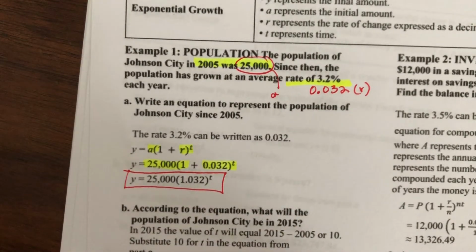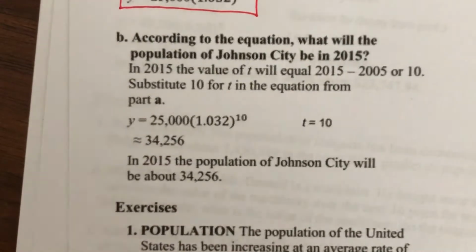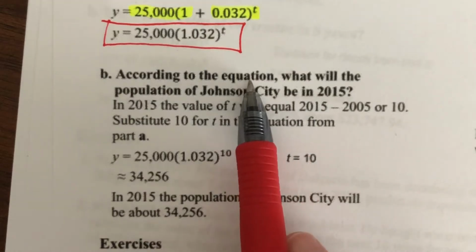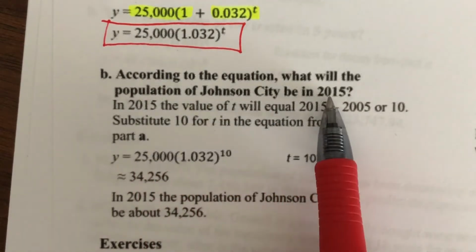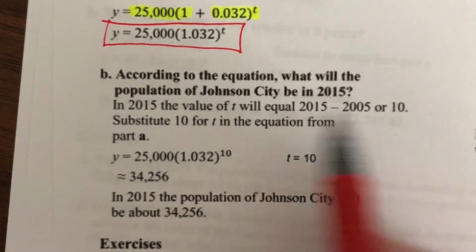So now if they followed up with that and they said, what's the population in another year, then you can plug in the amount of time that's passed, and then you can solve the whole thing and figure out what the population is, which is what they do right here. Let me zoom in a little bit. So we've got our formula, and here it says, according to that equation, what will the population be in 2015? Well, since our first year was 2005, and 2015 is 10 years later, the amount of time that has passed is 10 units, 10 years. So T is going to be 10.